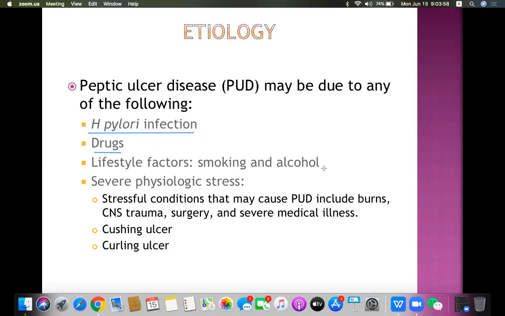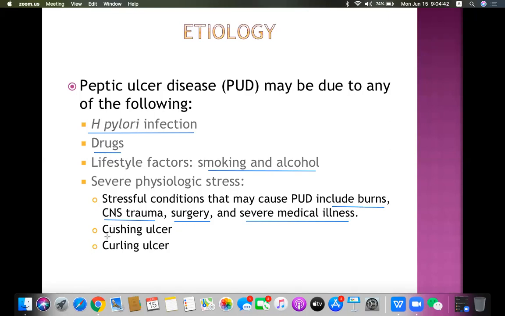Now, smoking and alcohol are very important factors. We call them lifestyle factors. Both are equally damaging for our stomach. Severe physiological stress, like any stressful condition in our body, which may be there by burns, head injury or central nervous system trauma, any major surgery, and any severe medical illness. All of them can cause excessive secretion of cortisol in the body, and that cortisol will cause a peptic ulcer disease. This is the correlation.